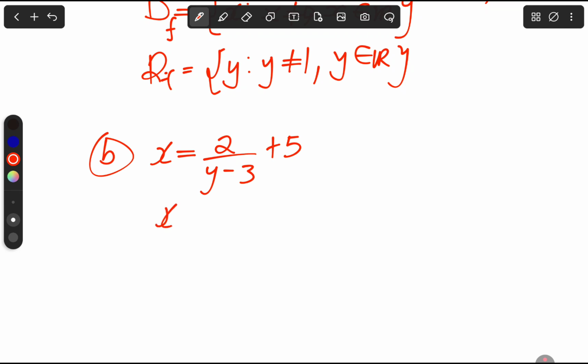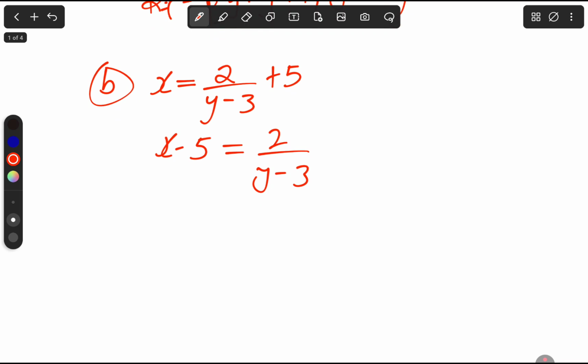Just put x so that it combines with 5. Then we can remain with this. So this 5 comes to join x so that we have x minus 5 multiplied by y minus 3, and this is equal to what? 2. We need to make y the subject of the formula. This is the reason why we are doing this. You can use other ways of making y the subject of the formula.